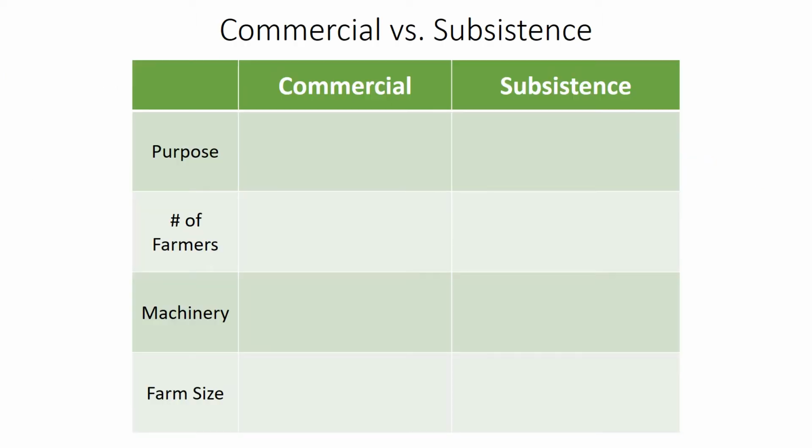Now in your notebooks, you should definitely make this chart of commercial versus subsistence, because what we're going to look at is the purpose of these types of agricultures, the number of farmers for these types of agricultures, the machinery involved with these two types, and farm size. At the end of the day, we're going to learn a bunch of different types of agriculture. But when it all comes down to it, you can always come back to these two types of agriculture, this way of differentiating types of agriculture.